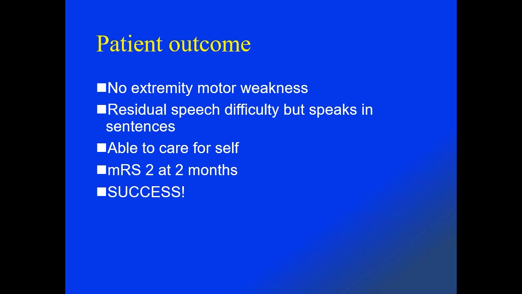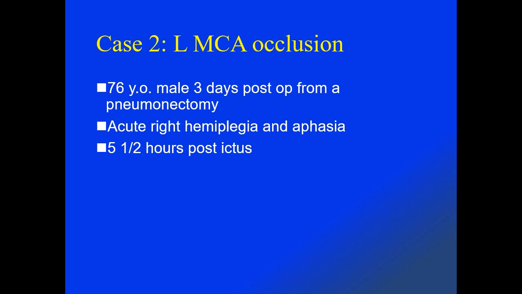The second patient presented following a pneumonectomy with acute right hemiplegia and aphasia, again with the left MCA occlusion. Due to the recent surgery, patient was not an IV-TPA candidate.